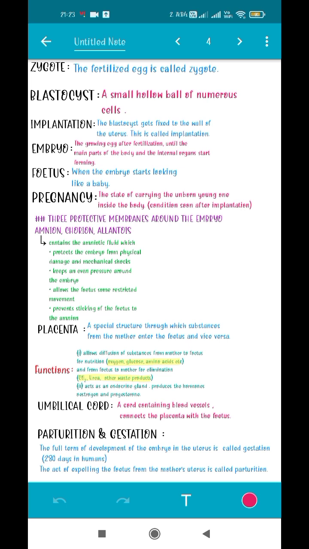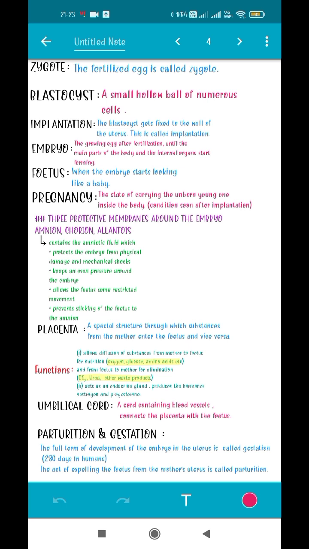Now what is pregnancy? This entire state of carrying the unborn young one inside the mother's body is known as pregnancy, and this state is produced as soon as implantation occurs, as soon as the blastocyst gets fixed into the uterus. There are 3 protective membranes which protect the growing embryo inside the mother's body. Obviously there is protection by the mother's body, but still there are a lot of other protections around the baby. So these protections are known as amnion, chorion and allantois. These 3 names are very important.